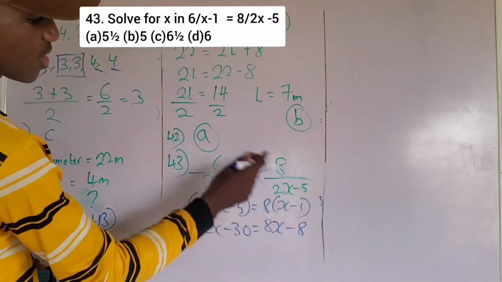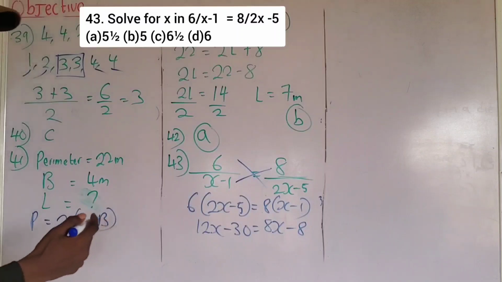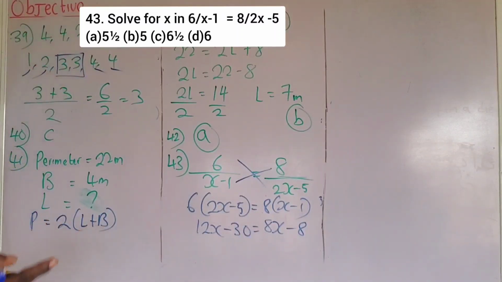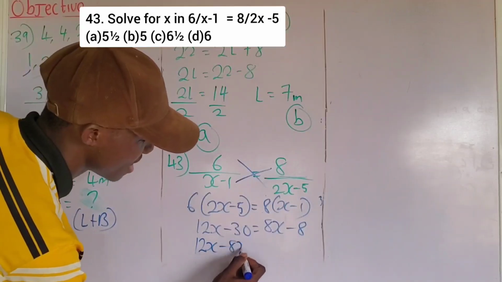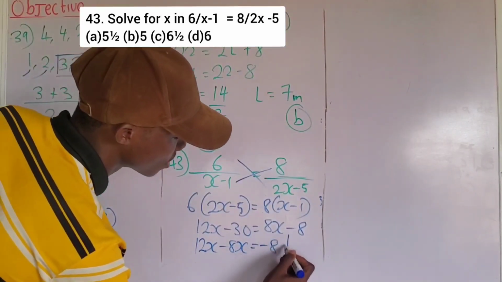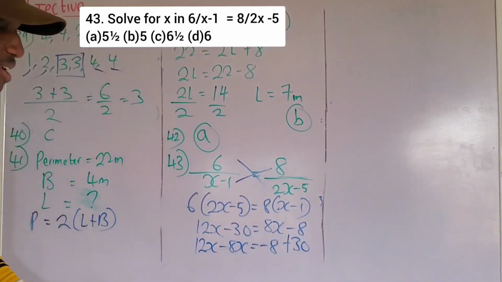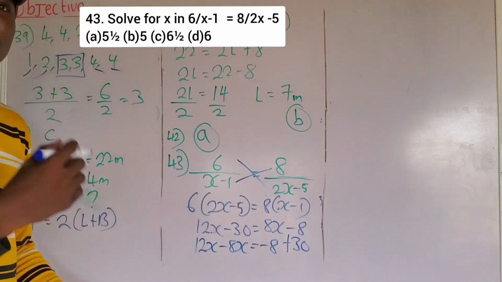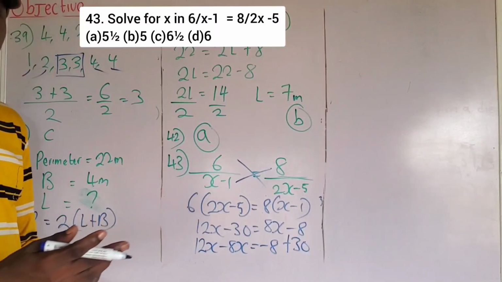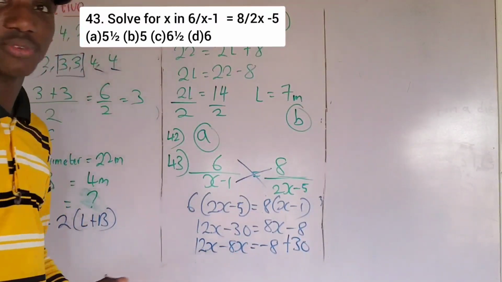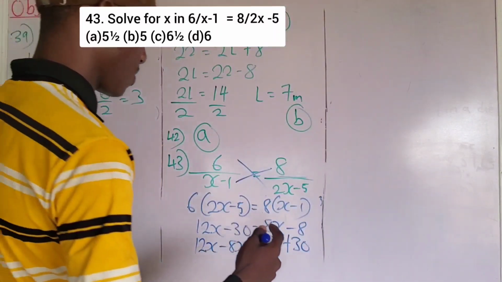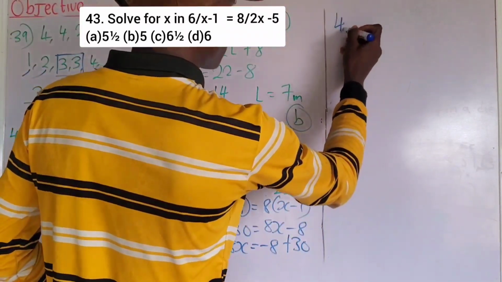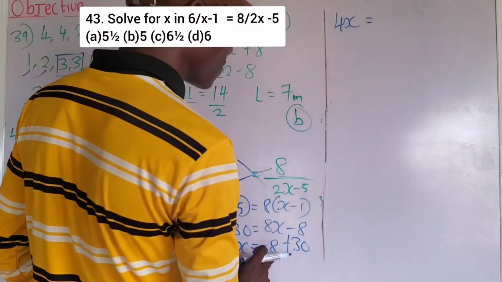If this 8x crosses the equals to sign, the positive sign that it carries is going to change to negative. So I'm going to have 12x minus 8x is equals to negative 8 plus 30. How do I get plus 30? It is because this 30 is carrying a negative sign before. So when it crosses the equals to sign, the sign is going to become a positive sign. Okay, now 12x minus 8x, that is 4x. So I'm going to have 4x is equals to negative 8 plus 30.